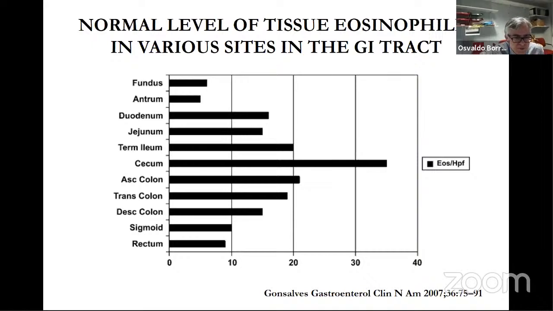In the stomach, it is less than 10. Duodenum is usually around 15. Ileum less than 20. In the cecum is the highest concentration. So we have this gradient: there is an increase in the cecum up to 35, and then a decrease in the number of eosinophils until reaching the rectum, less than 10.